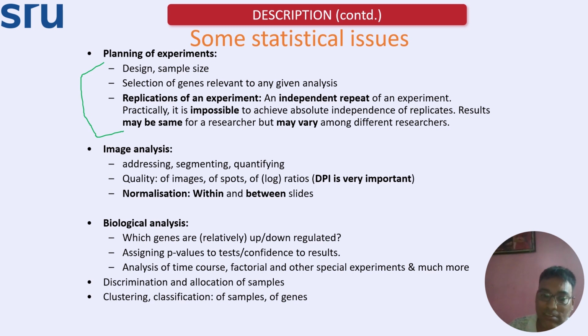Then the image analysis part. The image analysis again becomes a major challenge: addressing, segmenting or quantifying the image data. Because the foreground or the background part or the segmentation error which I've been telling you, that again becomes a major part. The quality of samples, the dots per square inch, the DPI, is very important because I can take a very accurate figure of the complete heat map. Then only I can analyze it further.